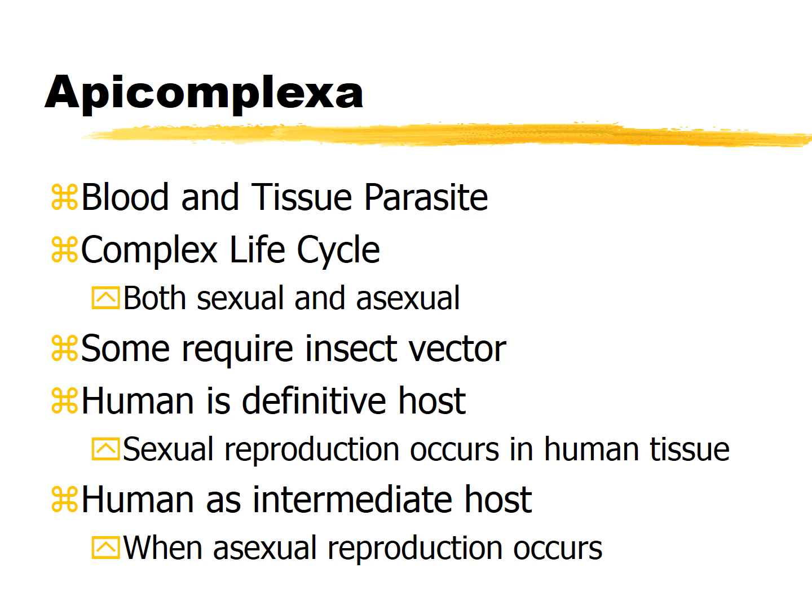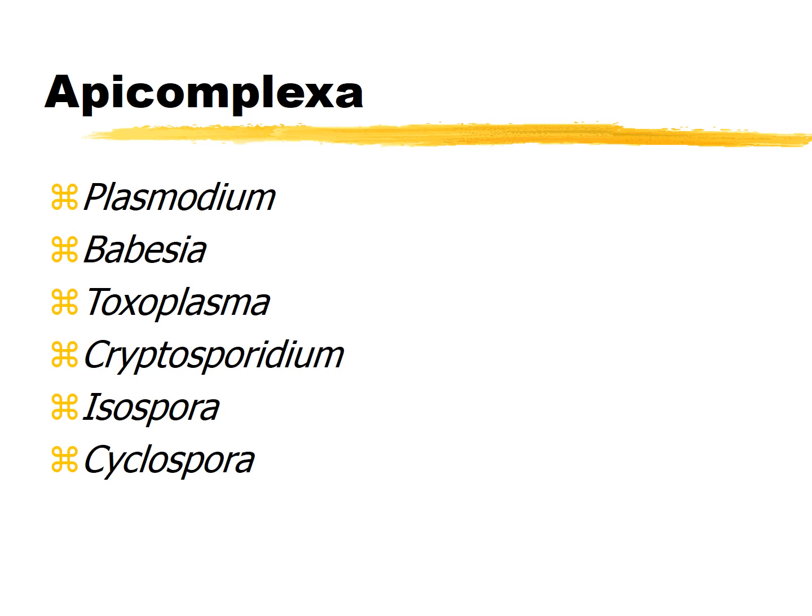These are blood and tissue parasites. As the name mentions, they have a complex life cycle, both sexual and asexual. Some of these that we'll talk about require vectors, insect vectors. Some of them, the human is the definitive host in which there's sexual reproduction, and some of them are intermediate host in which there's asexual reproduction. We will talk about plasmodiums. These are your malarias, babesia, toxoplasma, cryptosporidium, isospora, and cyclospora.